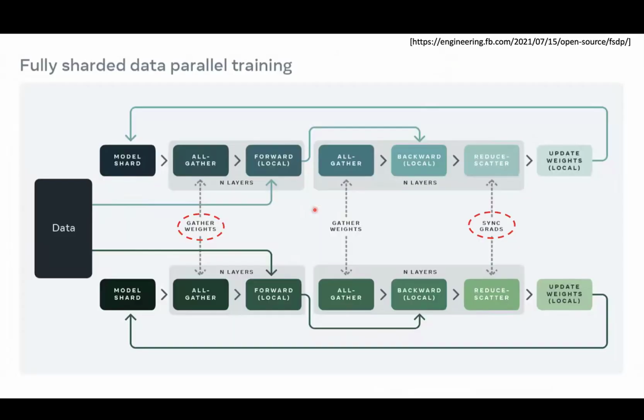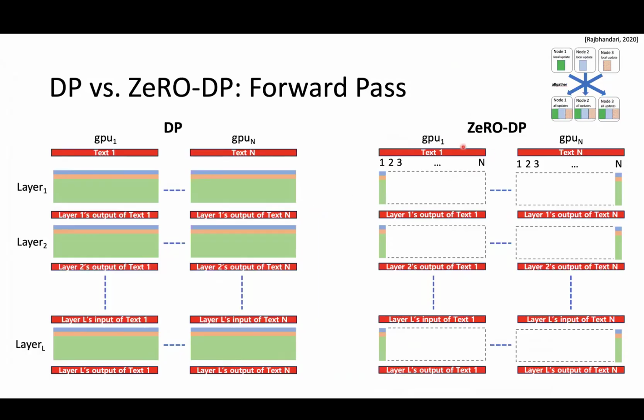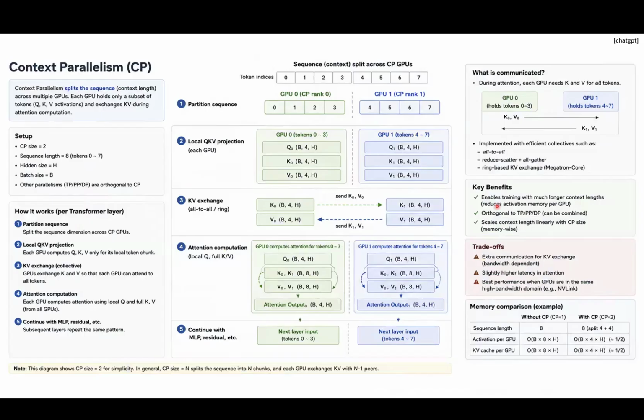So, as in the case of ZeRO-DP, where we exchanged model parameters between GPUs, in the case of context parallelism we exchange KV caches between GPUs, the KV cache of the current layer. So that's the basic idea. After doing attention, each GPU will discard the received KV cache. That's why each GPU has only to keep half the KV cache, not the entire KV cache, in this example.